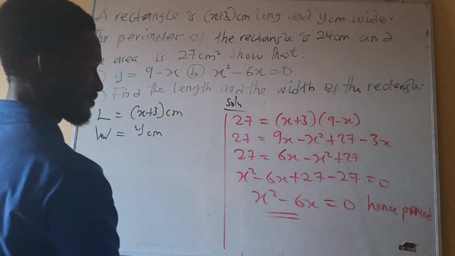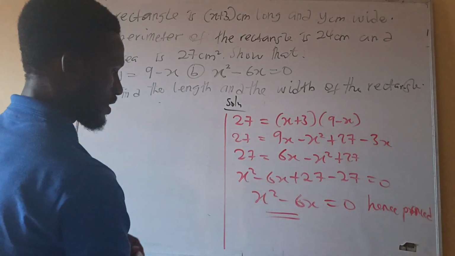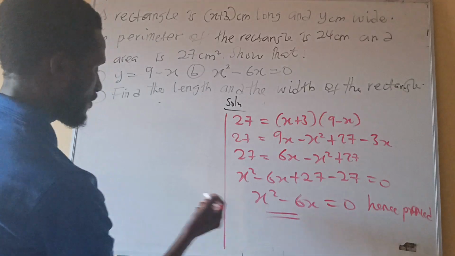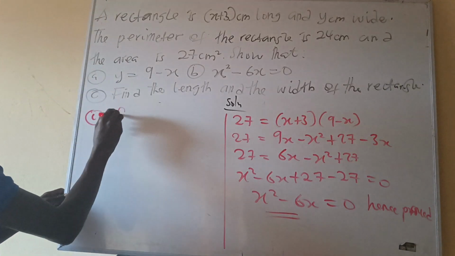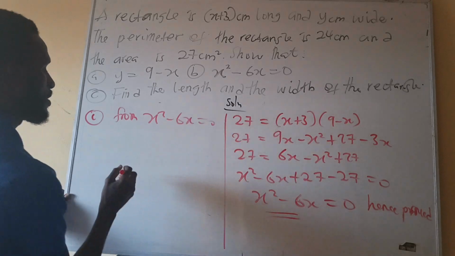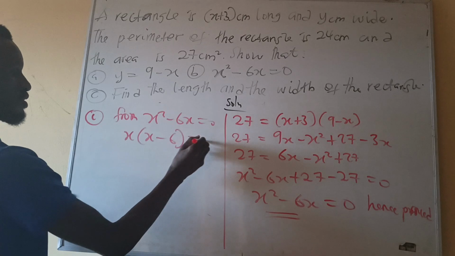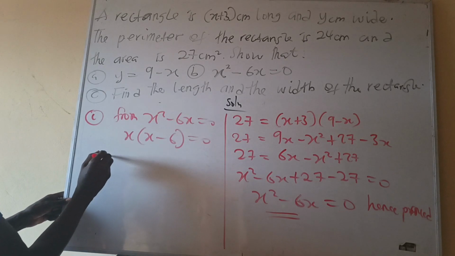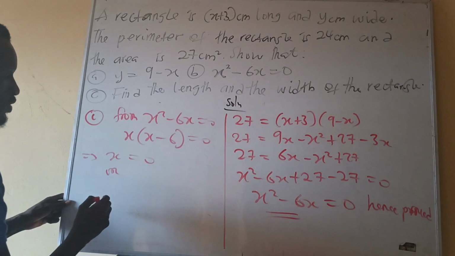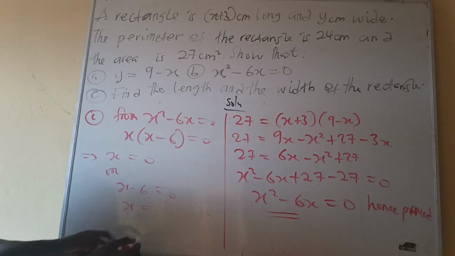Now, let me continue from here. Let me solve for x. Before I can get the length, I need to get the x. From x squared minus 6x equals 0, now I can factorize x out. We have x times (x minus 6) is equal to 0. So I'm going to get x is equal to 0, or x minus 6 is equal to 0. Now, x will be equal to what?